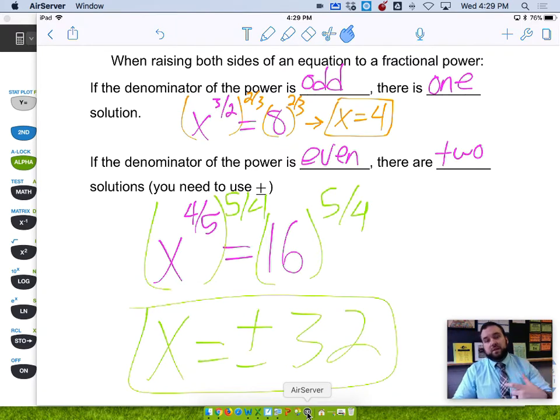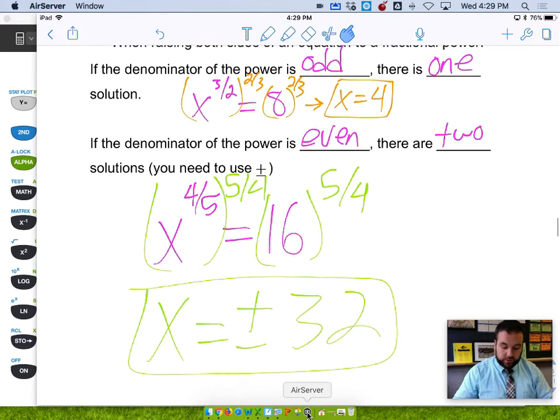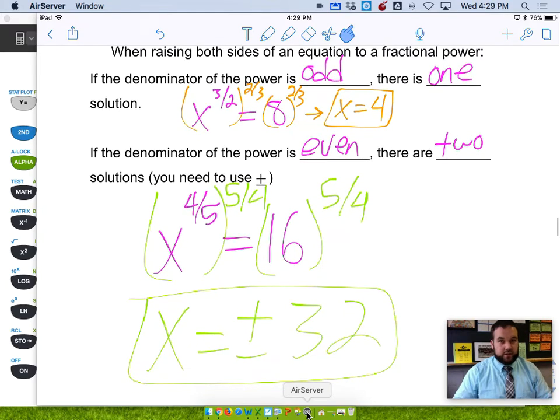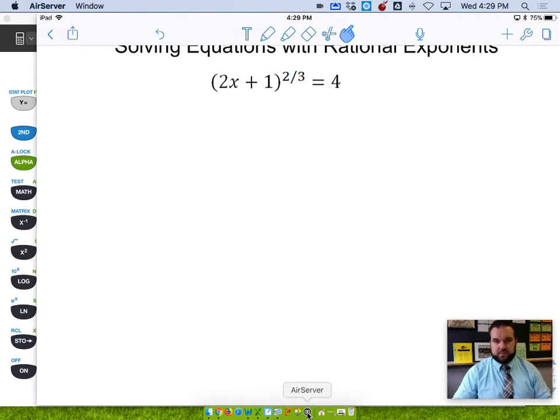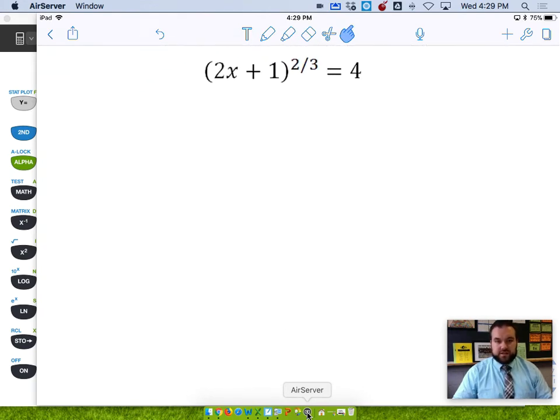This is something that we'll be talking about constantly, and like, be careful. Do you need plus minus? Do you not? And why? But just be aware that that's kind of the one big difference in this section: sometimes we'll have one solution, sometimes we'll have 2. So let's take a look at what this looks like.